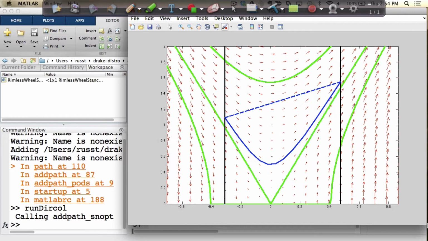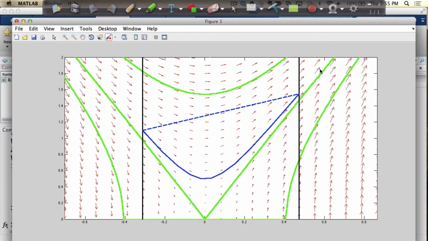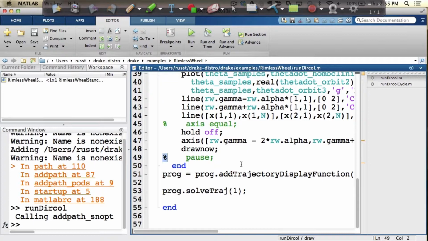Can you guys see that well enough? I just plotted that. Those red distracting things are just the vector field, just for sanity. The green is my homoclinic orbit here. These are just some constant energy orbits, just for reference. And it really is sort of an easy problem for the solvers.